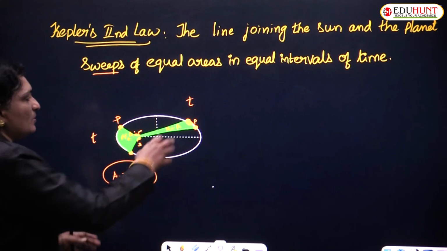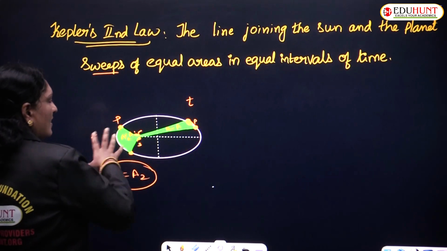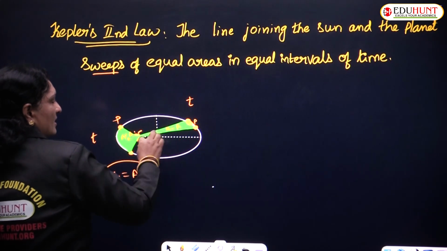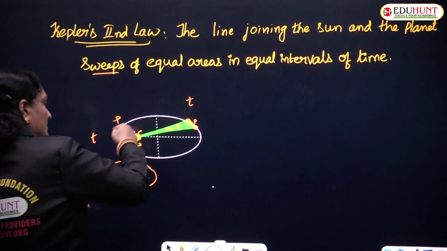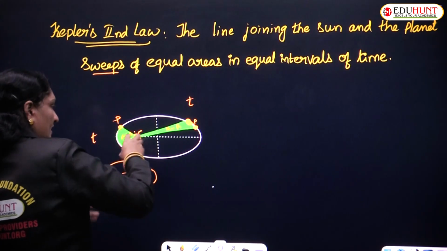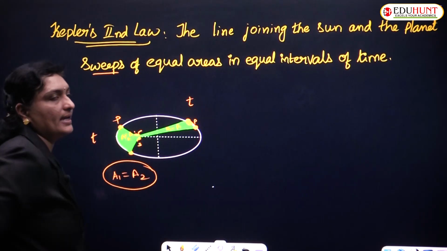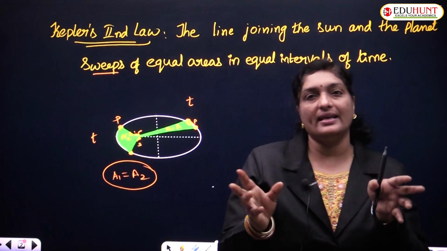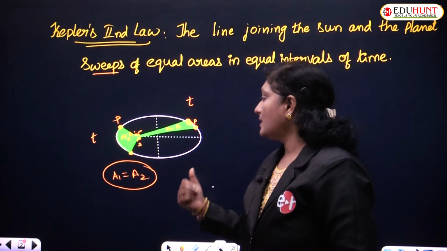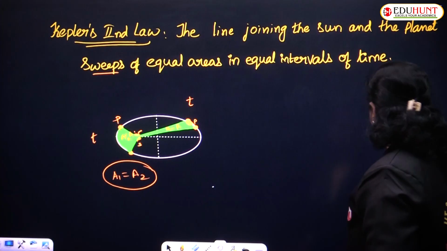So same time, suppose you consider 1 hour, here also 1 hour. So in 1 hour, this line covers some area. In the same 1 hour, this covers this amount of area, and it was observed that both the areas are same. So same amount of time means same amount of area it covers. So now moving to the third law.